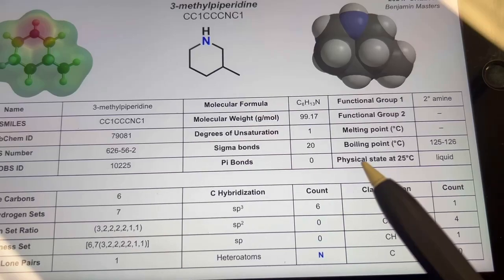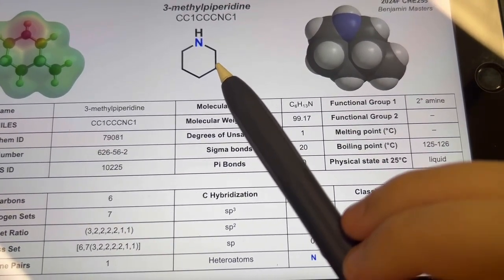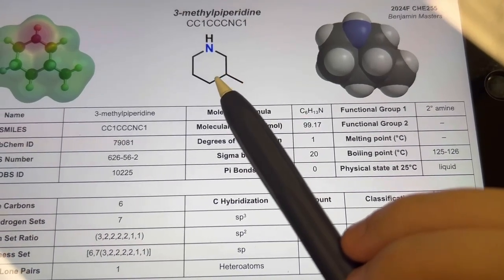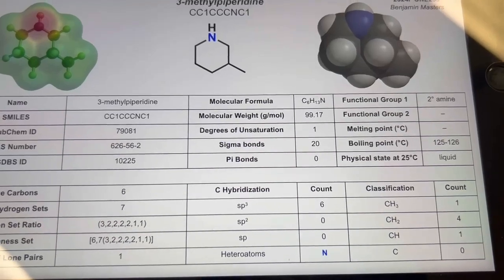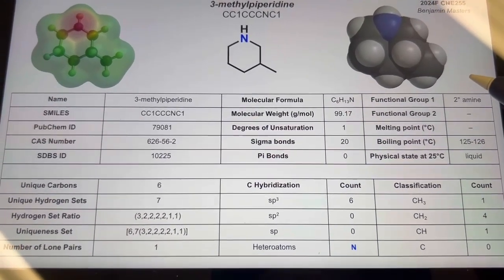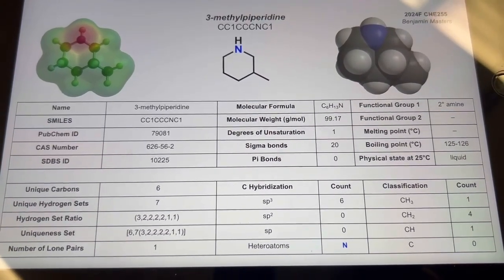Classifications of the carbons are, there's the CH3 being here at the end of the methyl group, one CH group being right here, and then the rest of these carbon bonds right here are CH2 groups. There are 6 unique carbons and 7 unique hydrogens. So we are going to make this molecule in just a second.